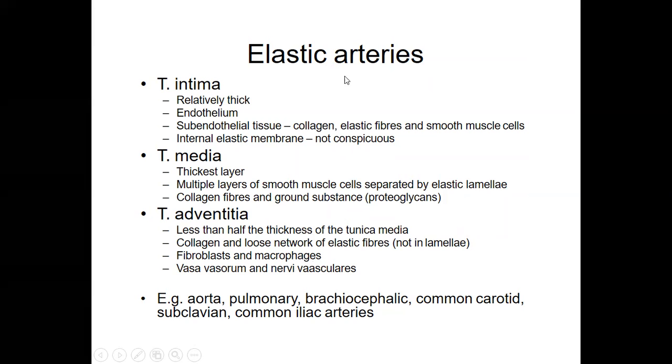Because the elastic arteries are large arteries, we have blood vessels and autonomic nerves in the arteries. Examples of the elastic arteries are the aorta, pulmonary artery, brachiocephalic artery, common carotid artery, subclavian artery, and common iliac artery.